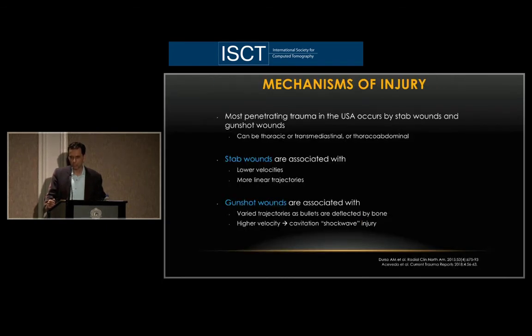So, mechanism of injuries: most penetrating trauma in the U.S. is, of course, caused by stab wounds and gunshot wounds, and can be thoracic, transmediastinal, or thoraco-abdominal. Stab wounds are associated with lower velocities and more linear trajectories, and we'll see some examples. Gunshot wounds, on the other hand, are associated with varied trajectories as bullets are deflected by bone. It also depends on the type of bullet.